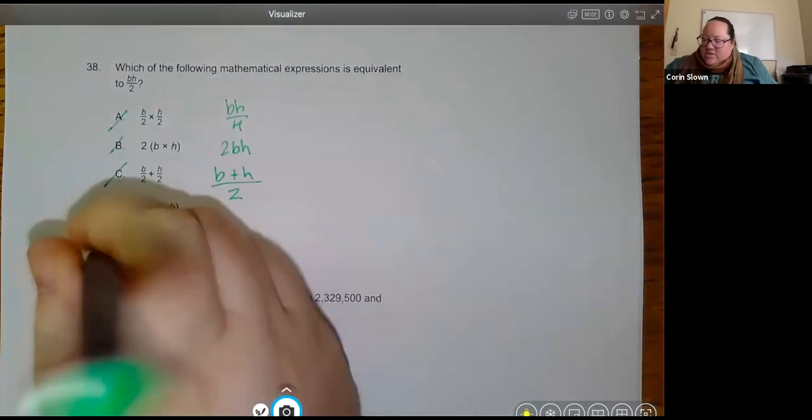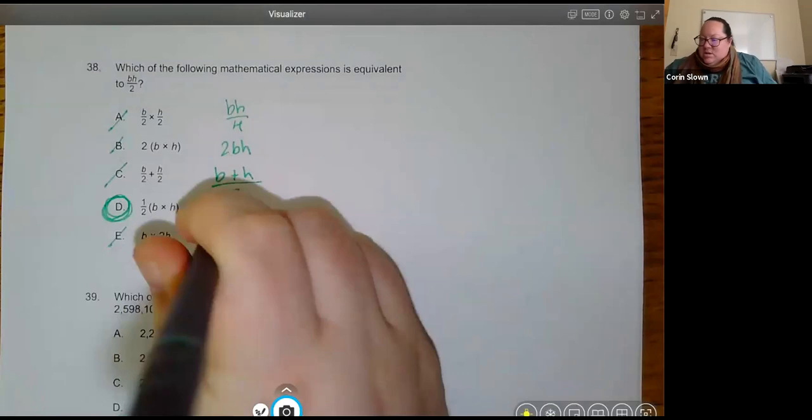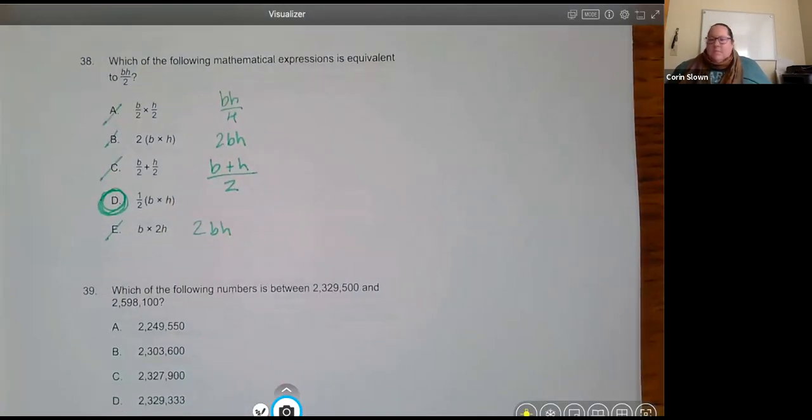And just for the sake of being careful, I know that E is not correct because that would be 2BH. And we said that B was not an answer either. So both B and E are not viable answers. That means that D is the only available answer for me.